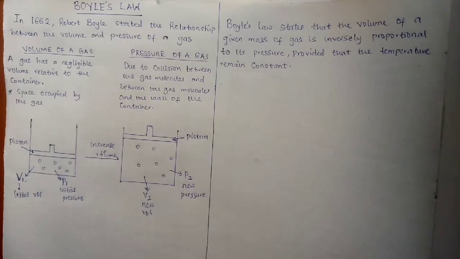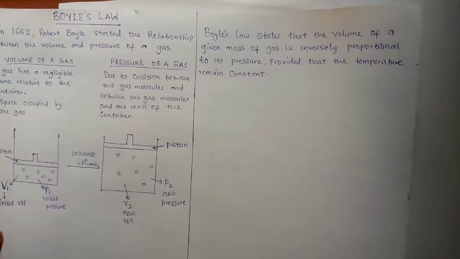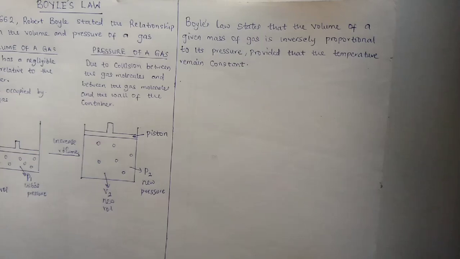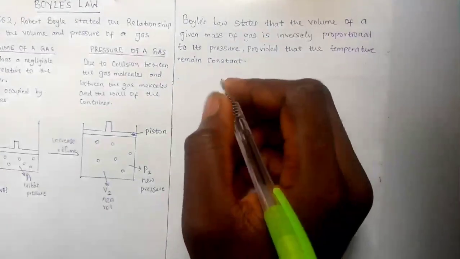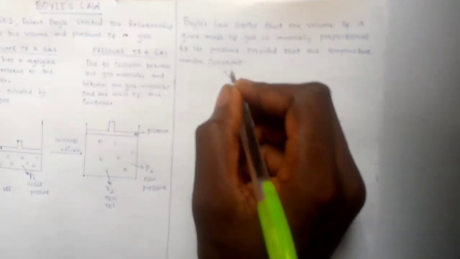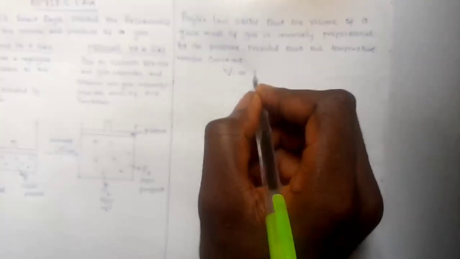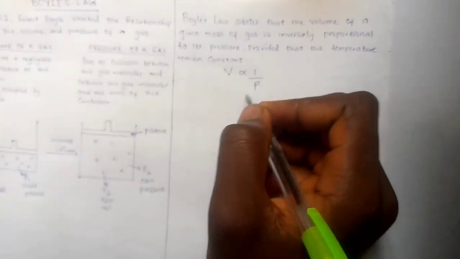So stating Boyle's law, we have that Boyle's law states that the volume of a given mass of gas is inversely proportional to its pressure, provided that the temperature remains constant. Yes, the temperature of the gas itself has to remain the same throughout the entire process. And with that, we know that the volume is inversely proportional to the pressure.